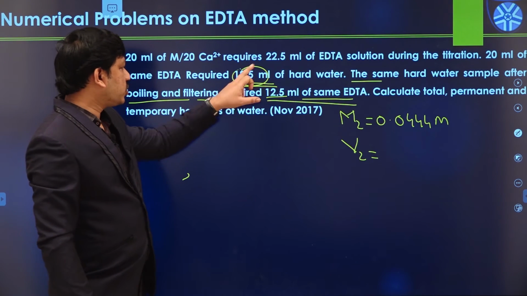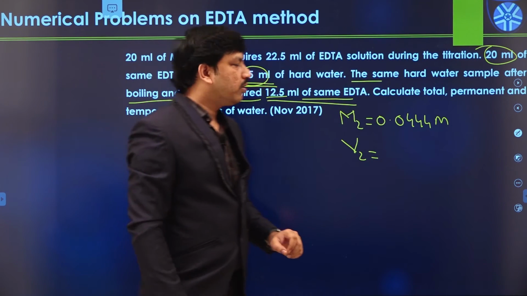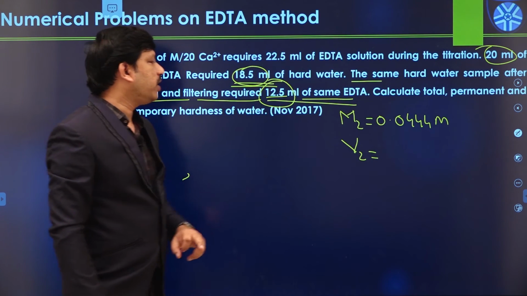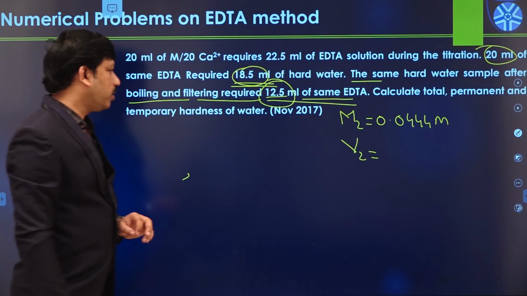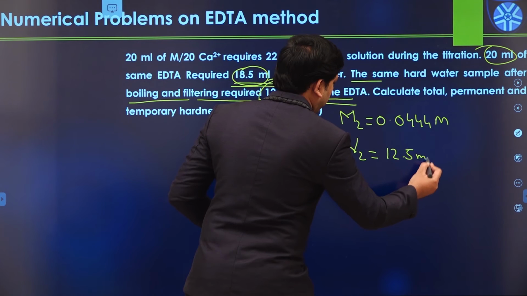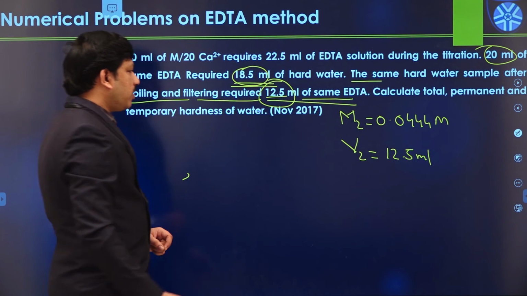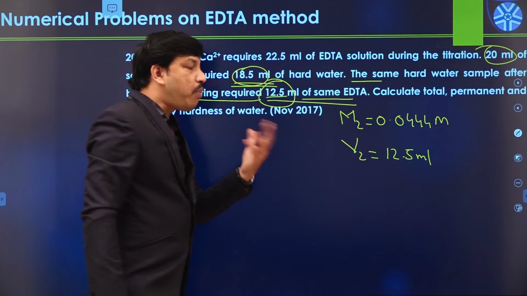But the V2 value for the third titration: how much EDTA is required? For the previous titration, 20 ml of EDTA was required. But for the third titration, only 12.5 ml is required. So this time the V2 value is 12.5 ml.